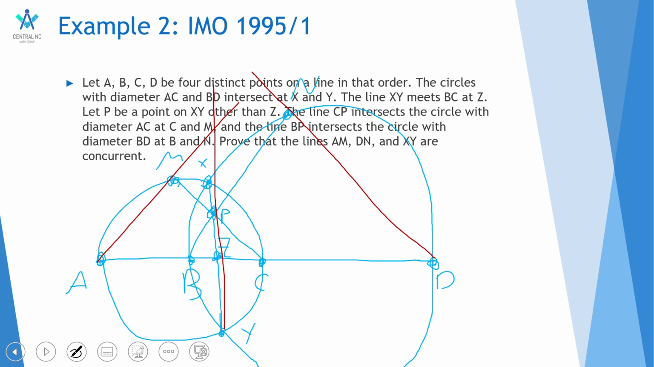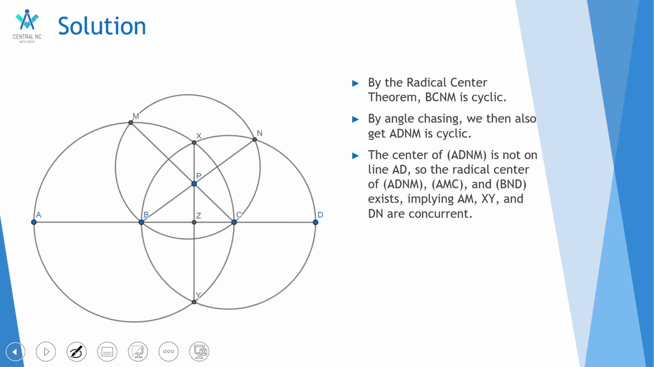And you can see that they're not concurrent because my diagram is obviously very, very off. But we can start thinking here that these concurrencies and the use of the line XY really look familiar to our radical center theorem. And if there was a way that we could get A, M, N, and D on a circle, then we can see that AM and DN are also radical axes. And we can somehow get that this concurrency is a radical center. So let's look at this accurate diagram that I've set up on GeoGebra.